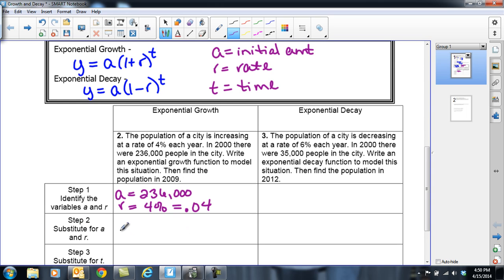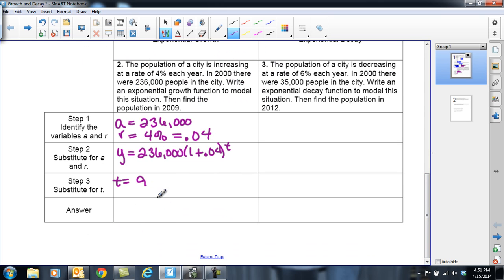So I now have y equals 236,000 times 1 plus, because it's increasing that makes it growth, 0.04 to the power of t. Now we're supposed to find the population in 2009. Well, from 2000 to 2009 is 9 years. That's going to make t 9. So if t equals 9, I'm going to take that same equation I just wrote down, plug in t, or 9, and find out what it equals.